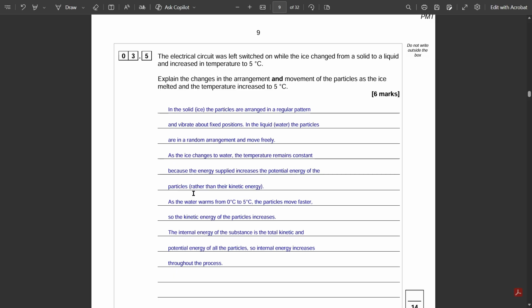And then sort of inversely, as the water warms from 0 to 5 degrees, the particles move faster, so the kinetic energy of the particles increases instead of the potential energy. And then the internal energy of the substance is the total kinetic and potential energy of all the particles. So the overall internal energy increases throughout the process no matter whether it's a change of state or temperature. This part, which is worth 2 or 3 marks, is just basic Key Stage 2, Key Stage 3 science. But as we move into the later half, we get into the specific GCSE content.